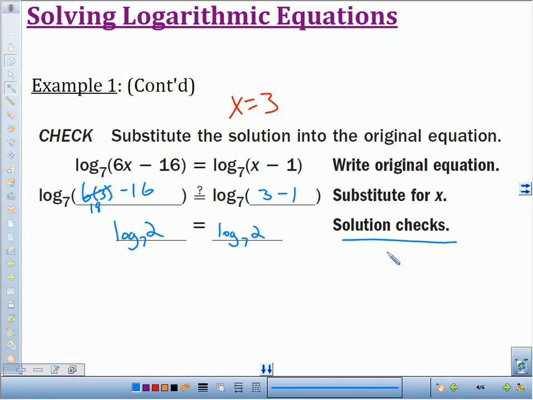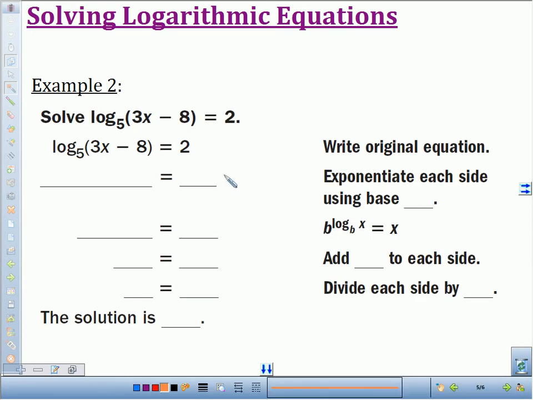Let's try a different equation. We're going to use a slightly different technique here. As you know, sometimes when we have an exponential equation, we can solve it by taking the logarithm of both sides, right? We take the log of both sides. Well, the reverse works with logarithmic equations. If I have a logarithmic equation, sometimes I can solve that by exponentiating each side.